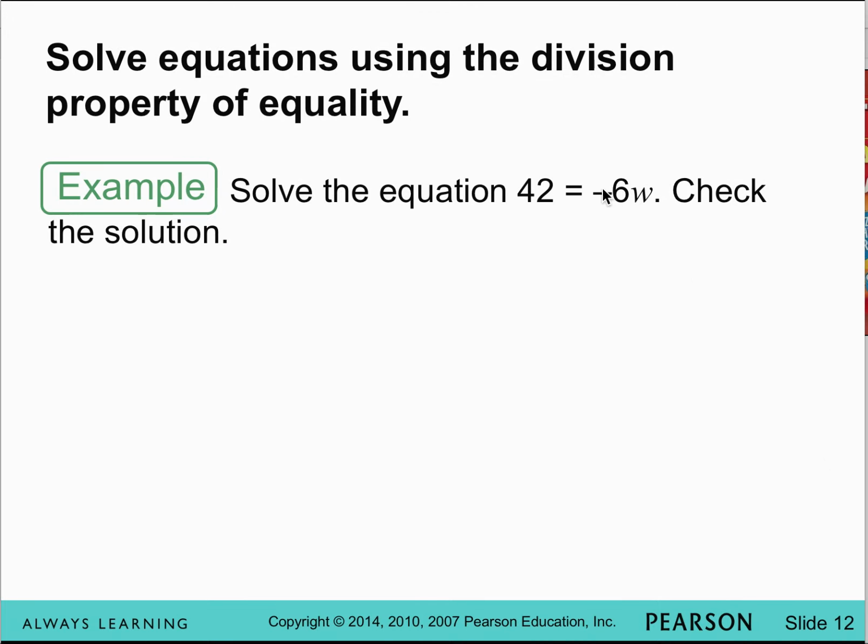Okay. This one, there's nothing to do but divide by negative 6, right? You find your variable. As long as both sides are simplified, you just undo whatever's being done to your variable. Since it's being multiplied by negative 6, if I divide by negative 6, I'll do the same thing to both sides. That means 42 divided by negative 6 is negative 7. And over here, negative 6 divided by negative 6 is 1. And 1 times w is w.